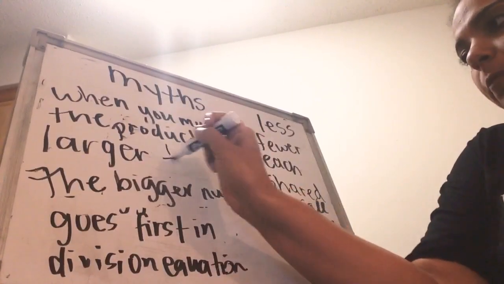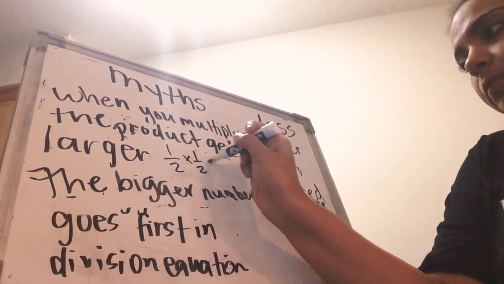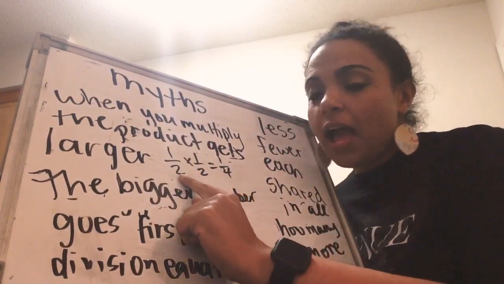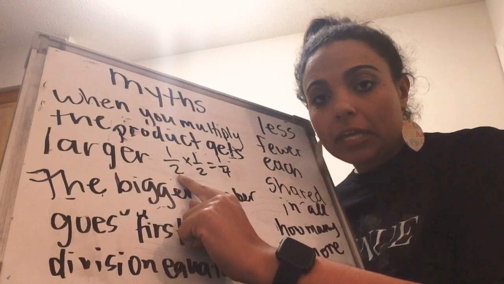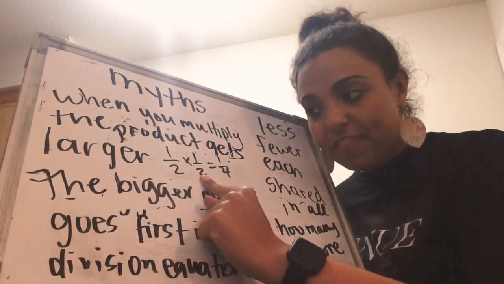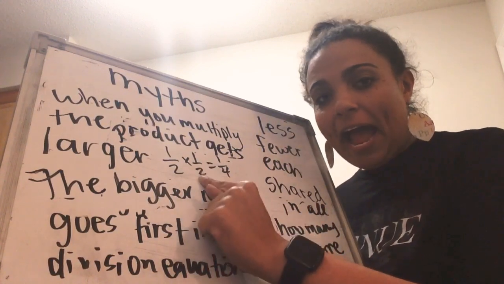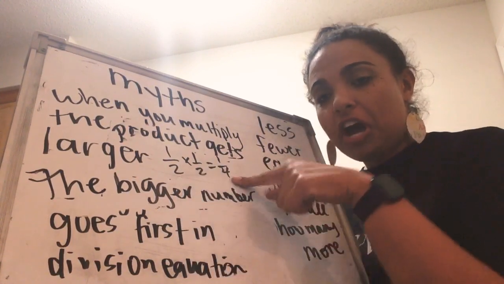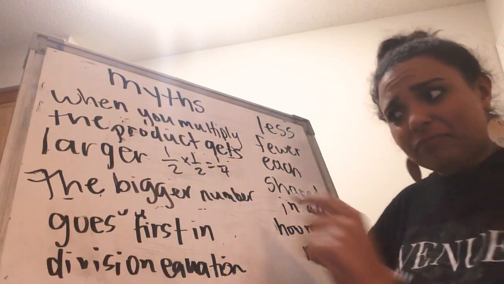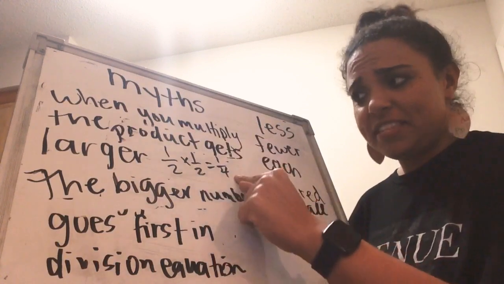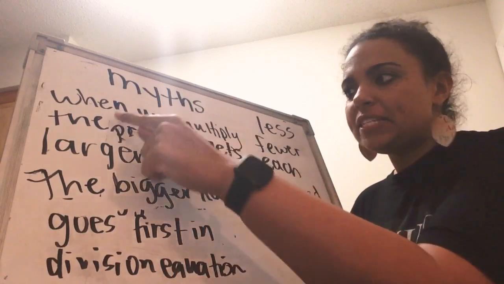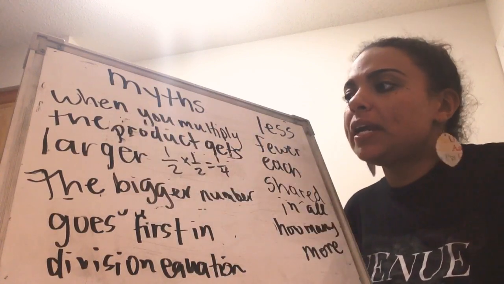So if we look here, 1/2 times 1/2 equals 1/4. Put it in context of a story, I have 1/2 of a cake at my table. I eat half of that. So I've eaten a half of a half of a cake. Therefore, I've eaten 1/4 of a cake. So I have to look at what's happening in the context. This did not get larger, it actually became smaller. So I need to be careful with making this generalization that when you multiply, the products get larger.